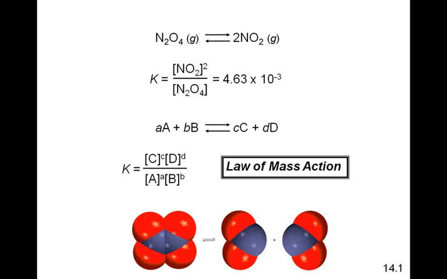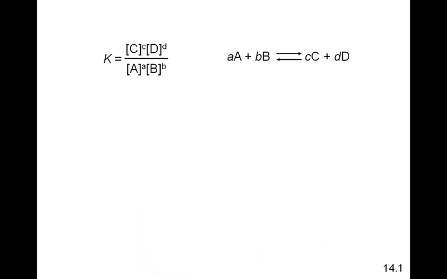The law of mass action says that this relationship is always true. So regardless of how much C, D, A, and B we start with, this should always be true. This reaction, no matter how much of these four things we start with, is going to move in such a way that the concentration of C raised to the c times the concentration of D raised to the d, over the concentration of A raised to the a times the concentration of B raised to the b, is always equal to the constant K. So this is true for this reaction.